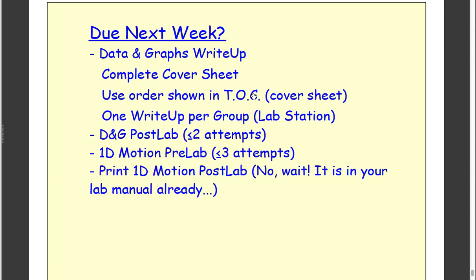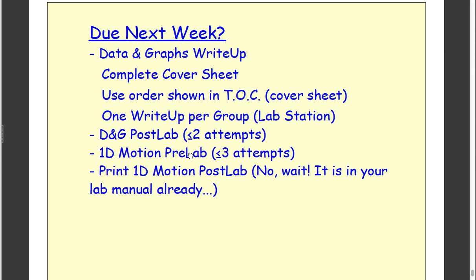So what's due next week? Well, we have data and graphs write-up. You need to make sure that you complete everything that's on the cover sheet and use the order shown in the table of contents that's on the cover sheet. There's going to be one write-up per group or per lab station. So make sure that you choose whoever has the nicest handwriting. All the work that we did in this movie, you'll find places in the write-up to record these things.